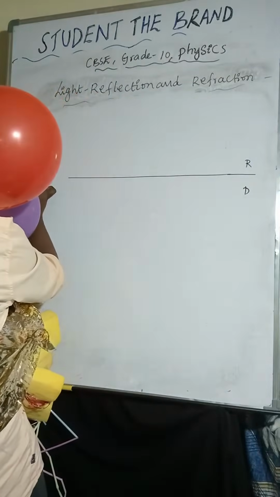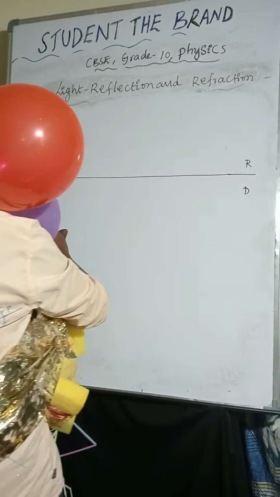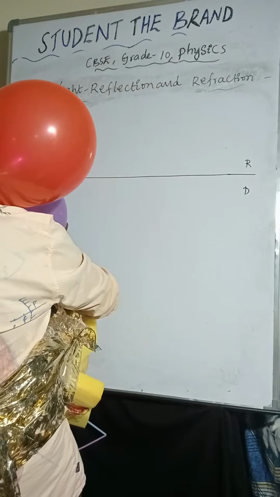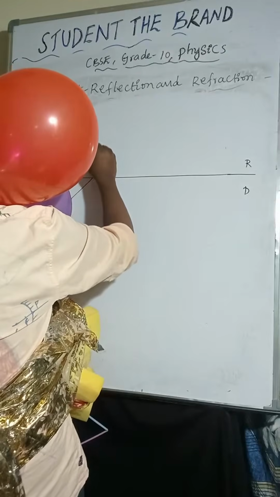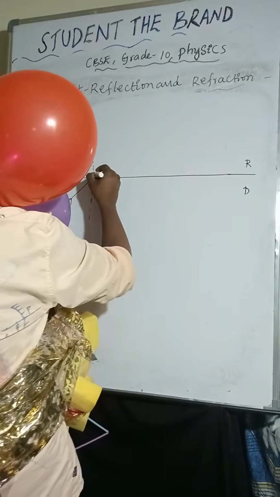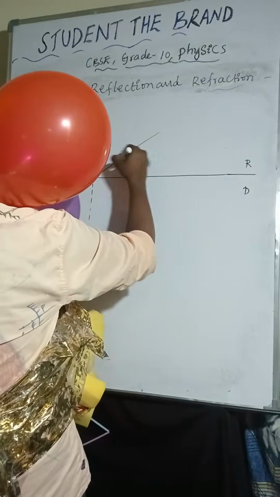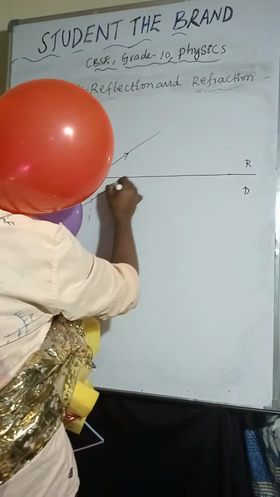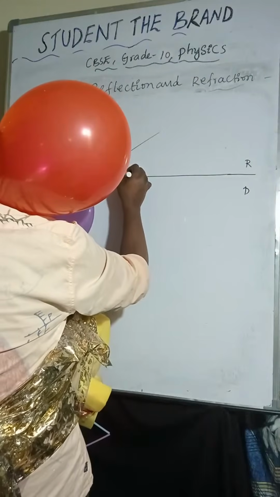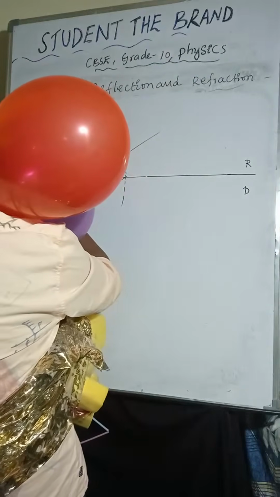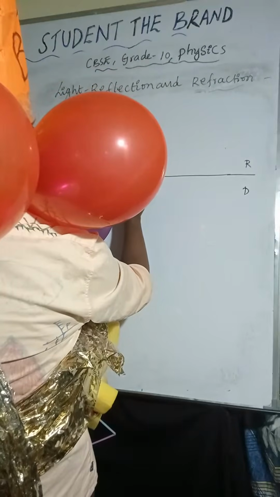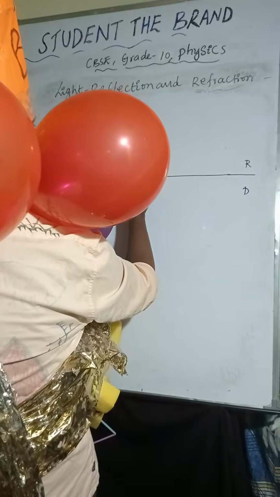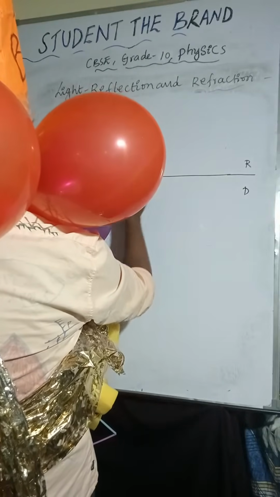Rarer medium, denser medium. Source. Here I am taking the normal line. The light ray passes along the normal line, making 90 degrees.